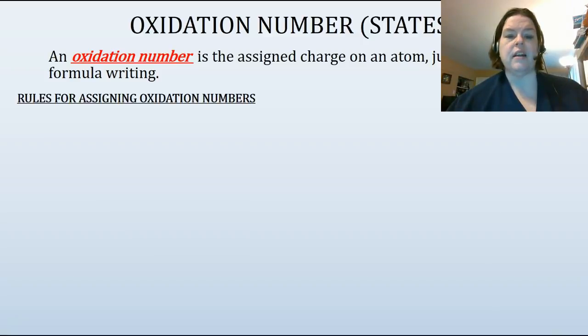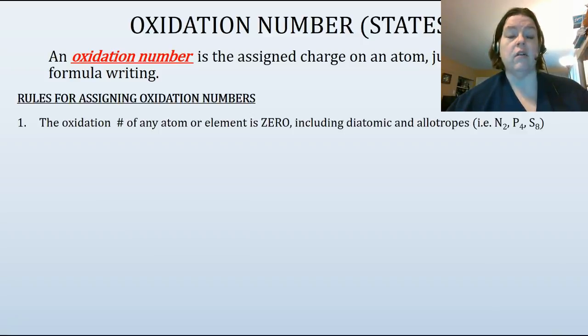So rules for assigning oxidation numbers. This is how it goes. So oxidation numbers of any atoms or elements is 0. So if you have an atom or an element, it's 0, including the diatomic molecules and allotropes of things. For example, N2 is a diatomic molecule. P4 is phosphorus, and the way it comes. S8 is one of the allotropes that we find sulfur in. All of those have 0 charges.